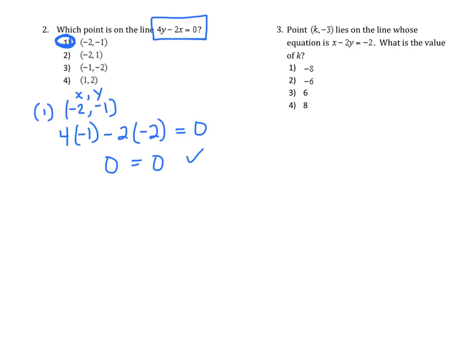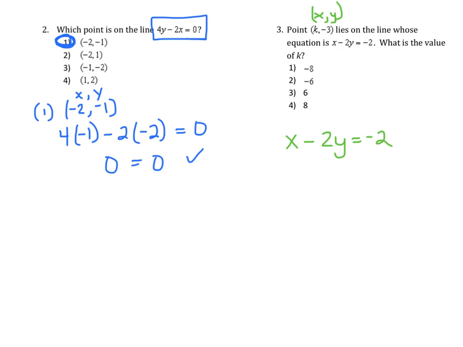All right, number 3. So number 3 is a question where it gives you a point, but notice in place of x, you have a variable k. So in place of the x, we have a k, and the y is -3. And it's saying that point lies on the line whose equation is x minus 2y equals -2. So I have x minus 2y equals -2. And they want to know the value of k.